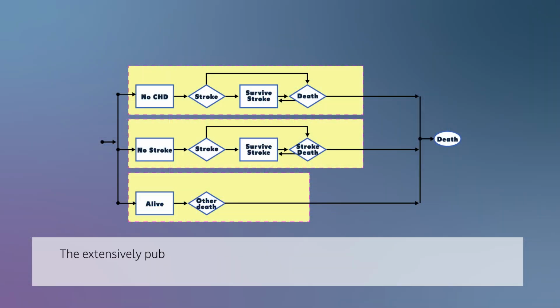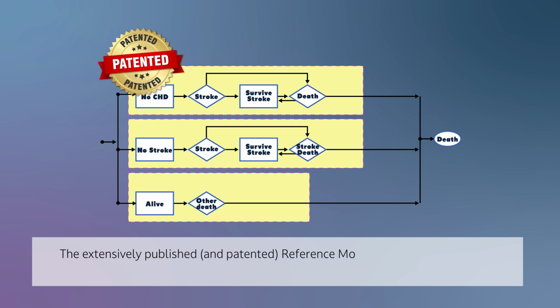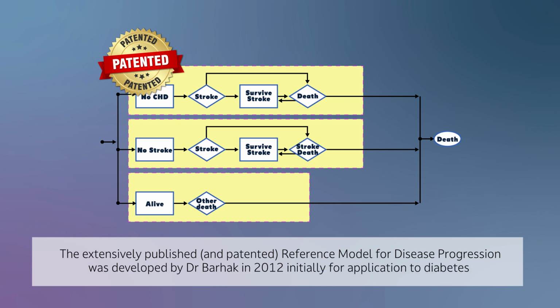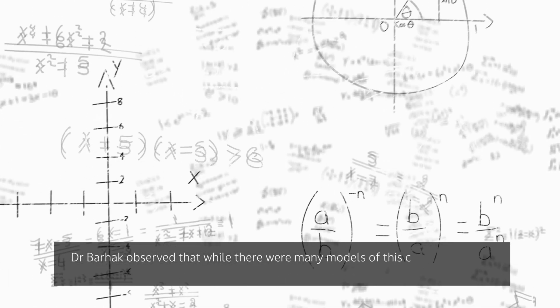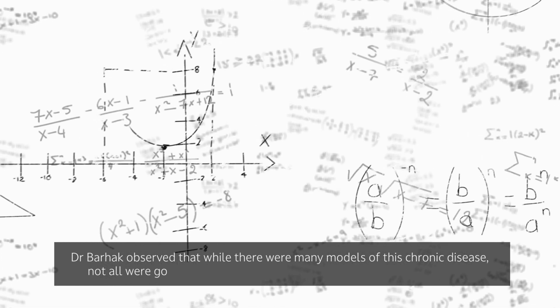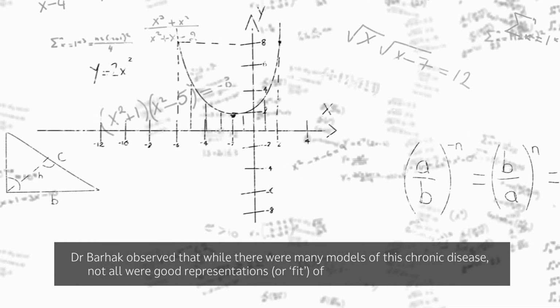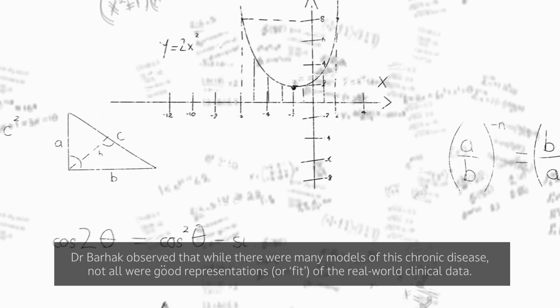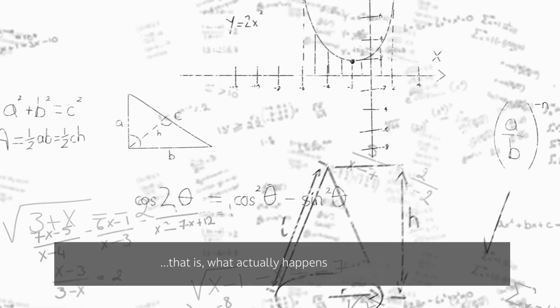The extensively published and patented reference model for disease progression was developed by Dr. Barhak in 2012, initially for application to diabetes. Dr. Barhak observed that while there were many models of this chronic disease, not all were good representations or fit of the real-world clinical data. That is, what actually happens with patients.